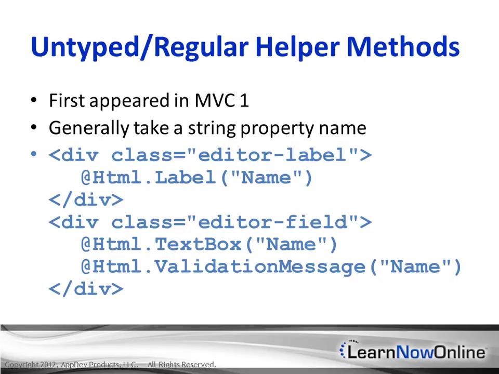And lastly, we have an HTML.ValidationMessage for name. So what that will do is that if the input field of name throws an error, it will kick off that validation message for the same property name.